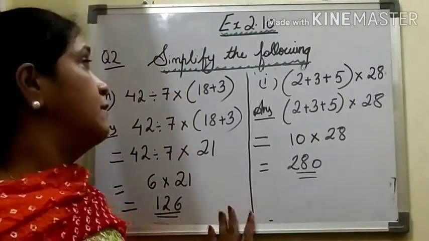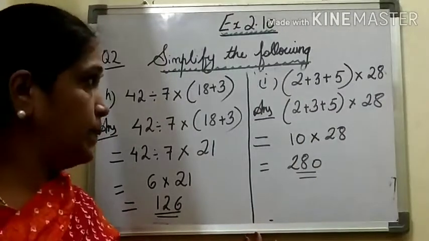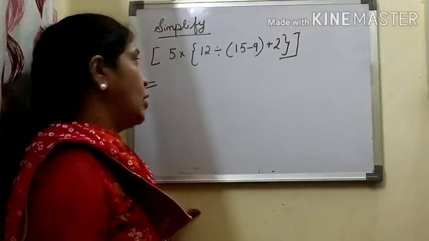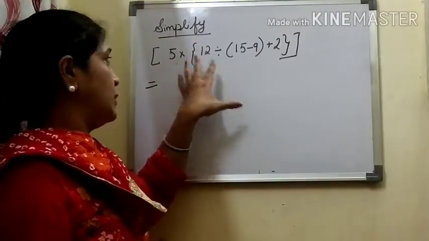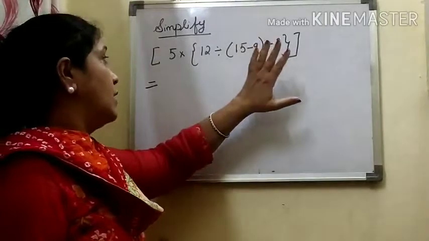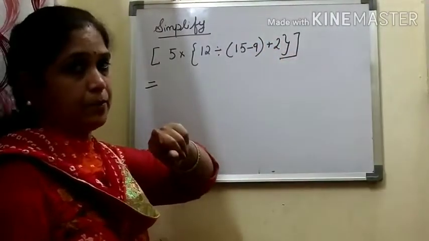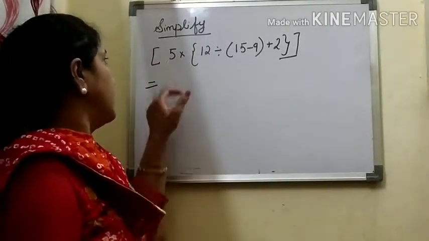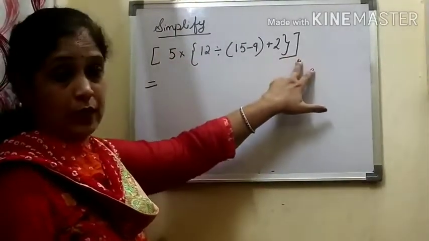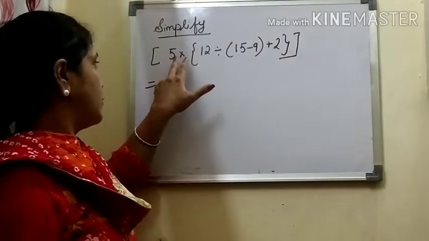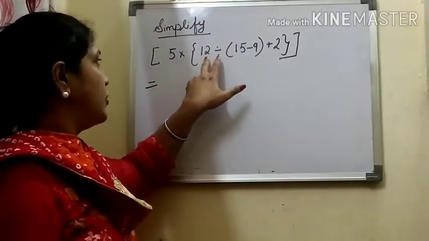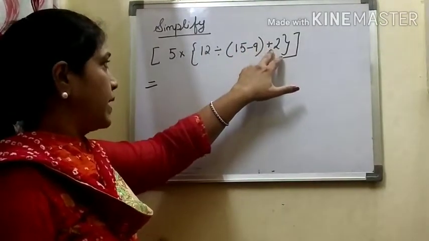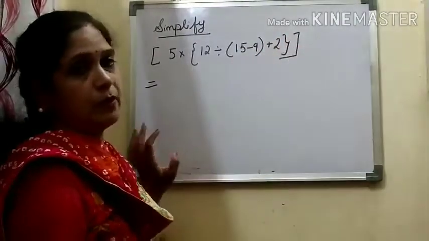When a bracket is there, we will perform whatever operation is inside the bracket, and then we will follow DMAS. Now let us see how to solve an expression of this type. This sum is given in the example, I think. First, the square bracket is there. Inside the square bracket it is 5 into, then the curly bracket starts, 12 divided by, in the small bracket, 15 minus 9, small bracket close, plus 2, then curly bracket close, then square bracket close.